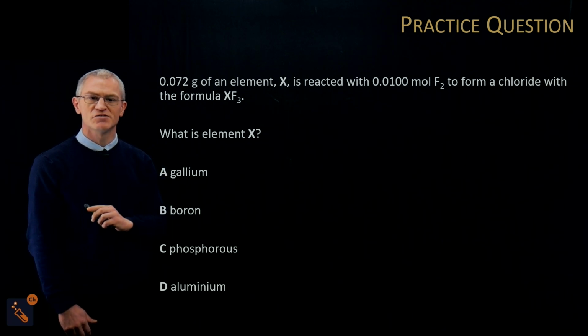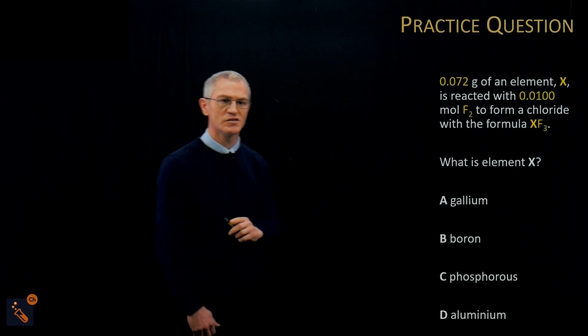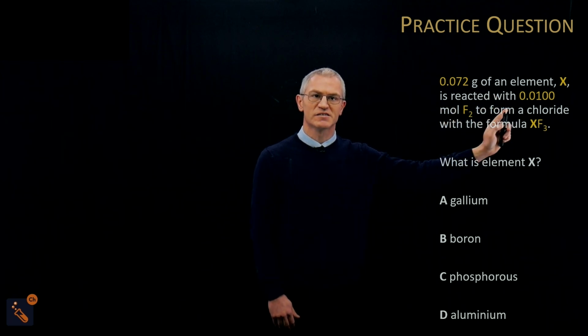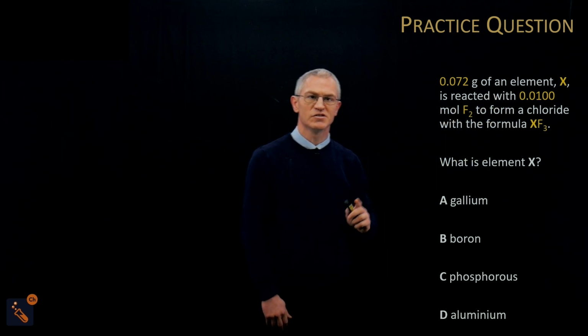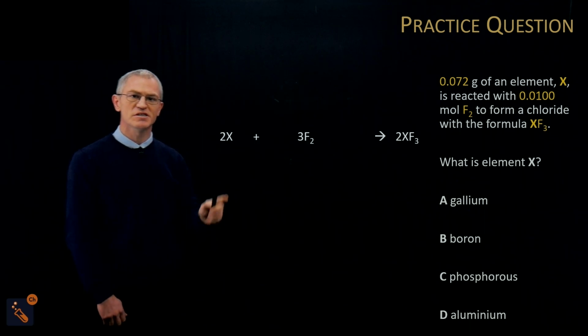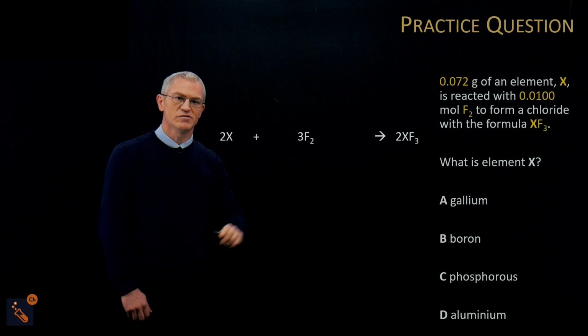So I'm going to show you how you go through this. Let's get rid of the question and just highlight the important parts. So the important parts here, we've got our mass, and we've got the element X, and we've got 0.01 of F2, and we're making XF3. So if we then put the equation up, and you see balancing: 2X plus 3F2 goes to 2XF3.